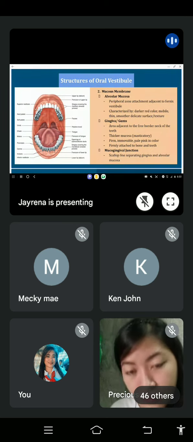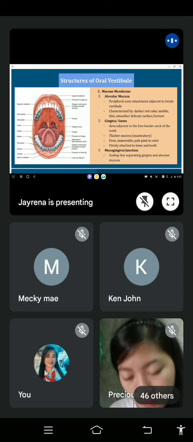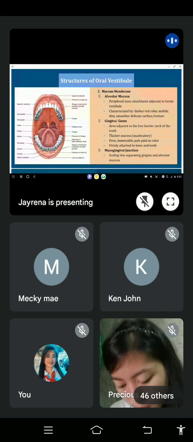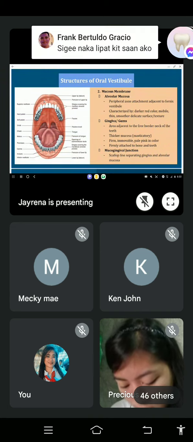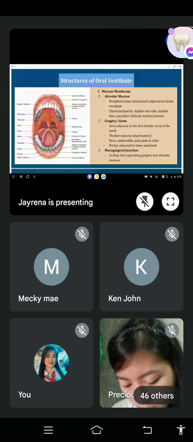Between the alveolar mucosa and the gingiva, there's a separation or a line which is what we call as mucogingival junction. Okay, Doc, hindi ko makita. Wait lang. Kitaan ko kayo.